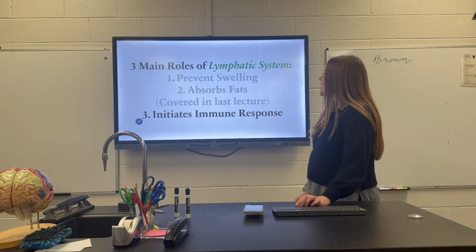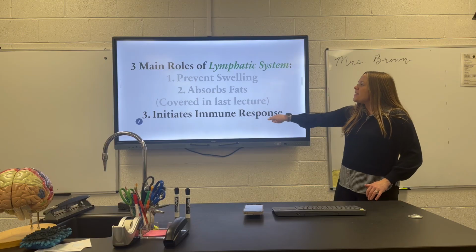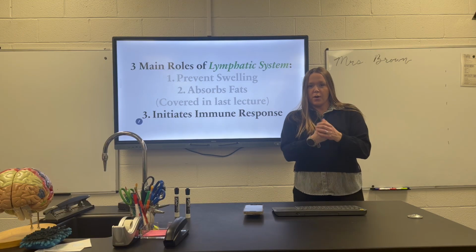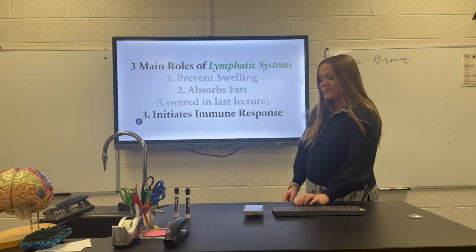Nice. Okay, so we've already been over these last two roles of the lymphatic system, and today we're moving on to initiating our immune response, which is one of the biggest things when we think of lymphatics.